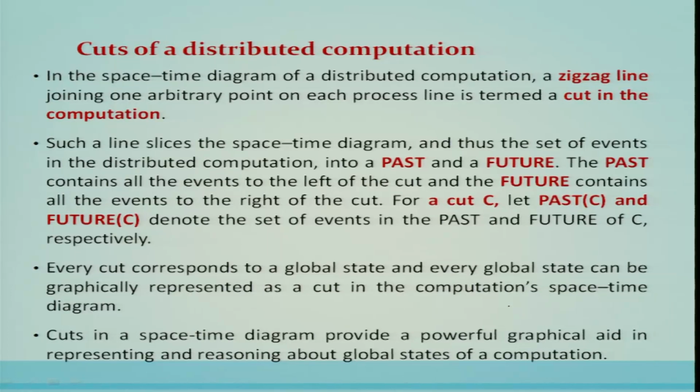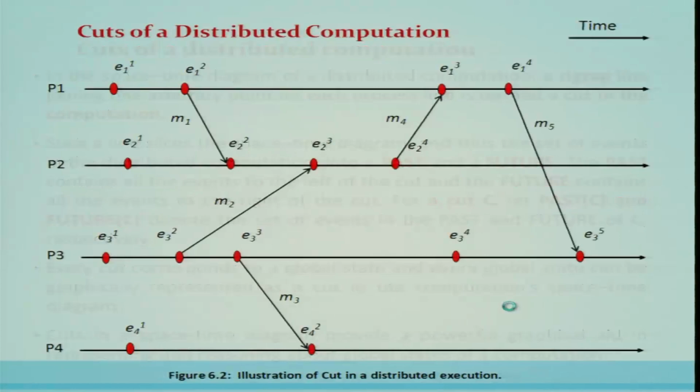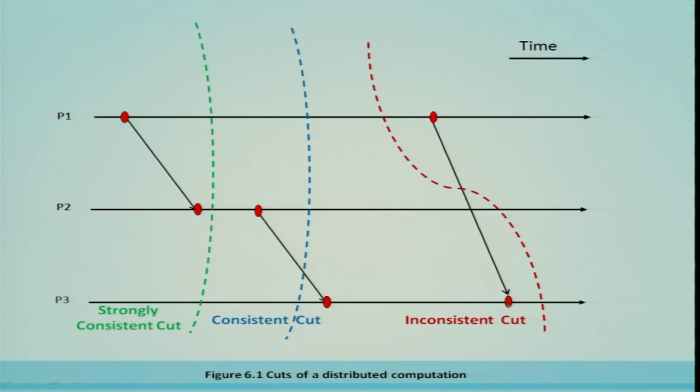Now, cuts of a distributed system. In a space-time diagram of a distributed computation, a zigzag line joining an arbitrary point on each process line is termed a cut in a distributed system. Such a line slices the space-time diagram, and thus the set of events in a distributed system is partitioned into the past events and the future events. Past events contain all the events to the left of the cut, and future events contain all the events to the right of the cut. For a cut C, let past(C) and future(C) denote the set of events in the past and future of C respectively. So every cut corresponds to a global state, and every global state can be graphically represented as a cut in a computation's space-time diagram. A cut in a space-time diagram provides a powerful graphical aid in representing and reasoning about the global state of a computation.